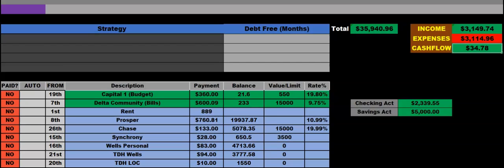Okay, she has $2,339.55 currently in checking account. Savings account is $5,000. So, velocity banking with a credit card, really, if you're not using a third party, the only way to do velocity banking with a credit card is to run about one month's worth of expenses on that card and then chunk that amount to the front end of an amortized loan.